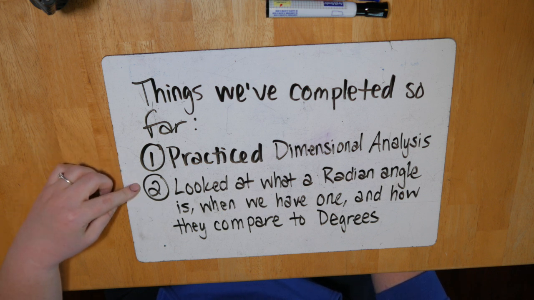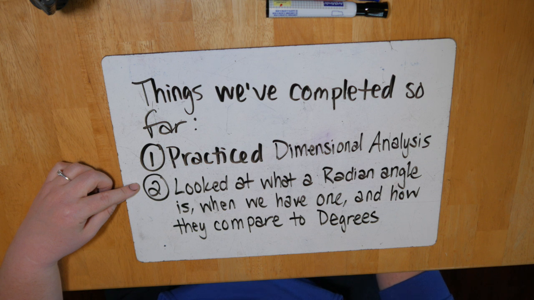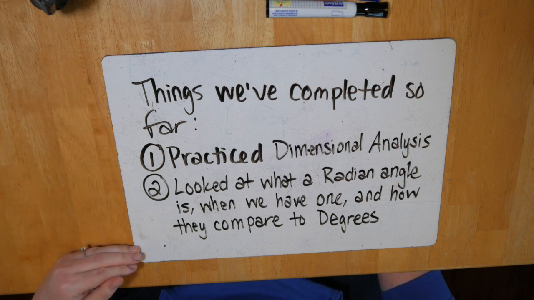The second thing that we did is look at what a radian angle is. When we have one, what needs to be in place to have a radian, which is just that the length of the radius of the circle needs to be measured along the arc of the circumference of that circle, and that creates an angle that is 1 radian. We looked at how many radians we had in a circle, which made it possible for us to compare radian angles to degrees. So that's where we are up to this point.